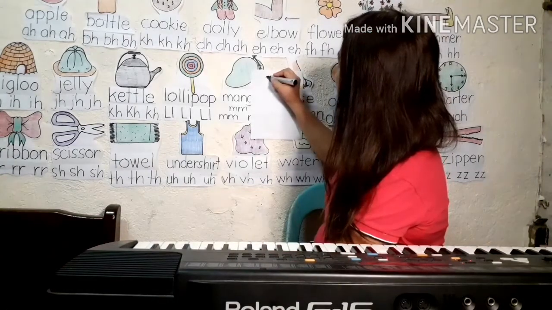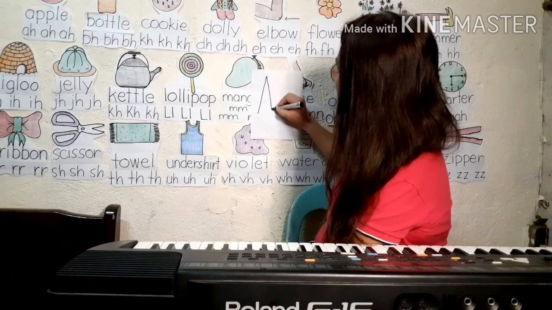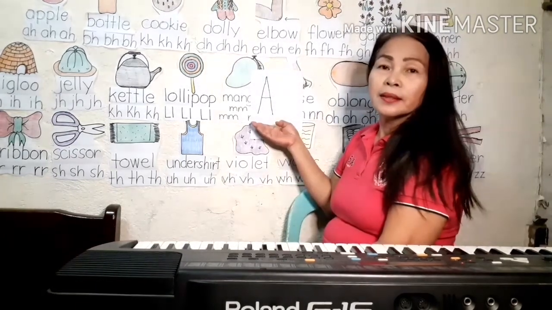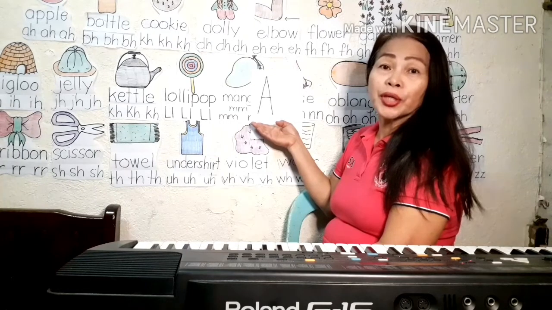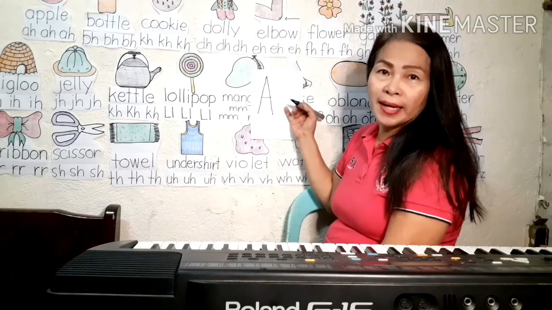Okay, kids, as I have said before, always be ready. Always ready your pencil, paper, and eraser. Today I'm going to teach you how to write A. This is how we write A. This is the big letter A. Here is how we write the small letter A.